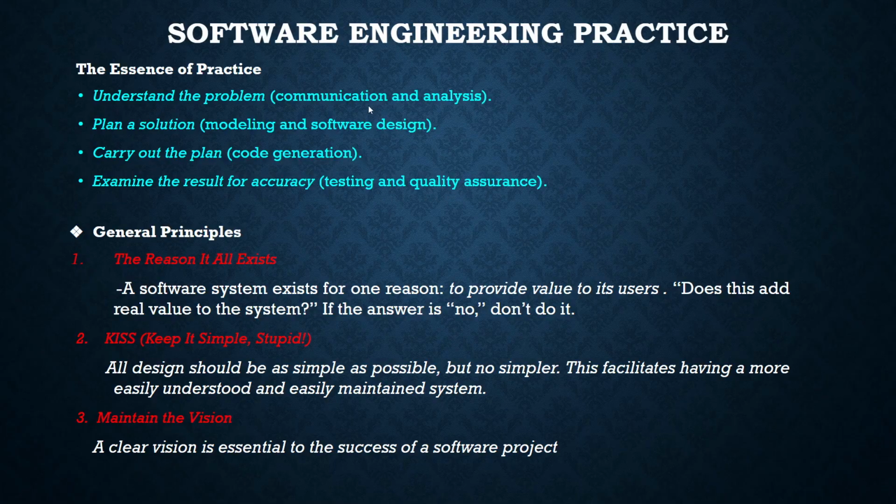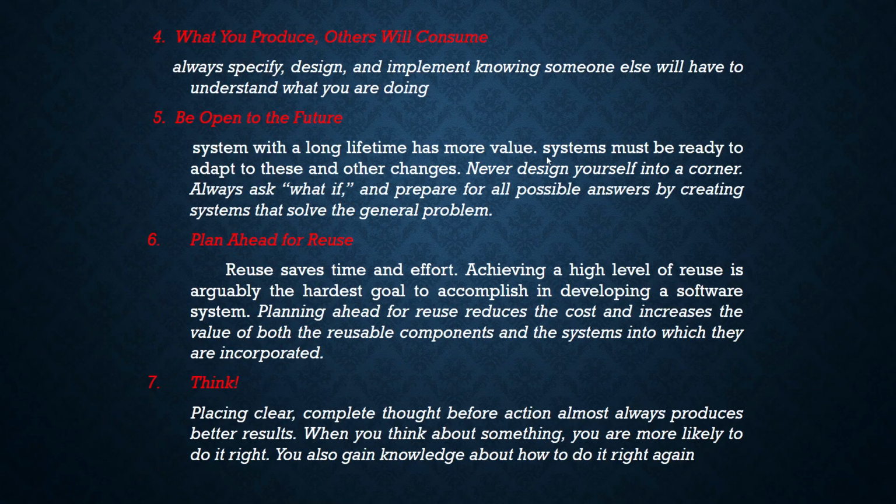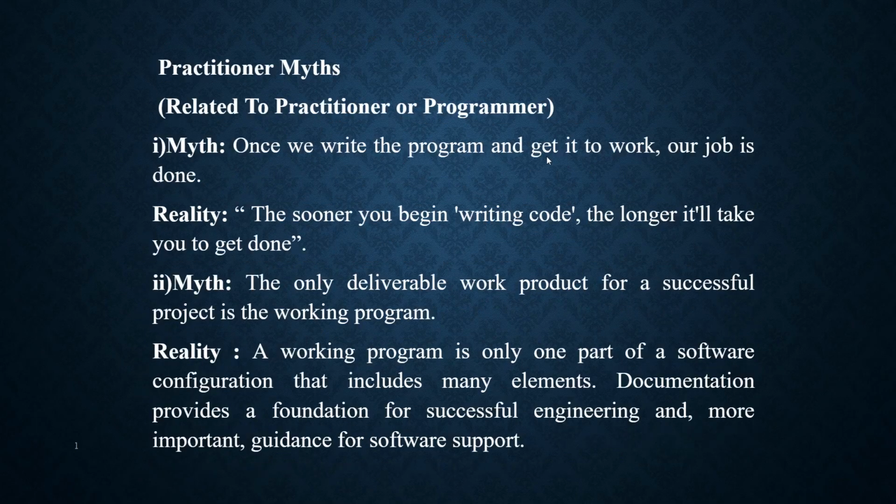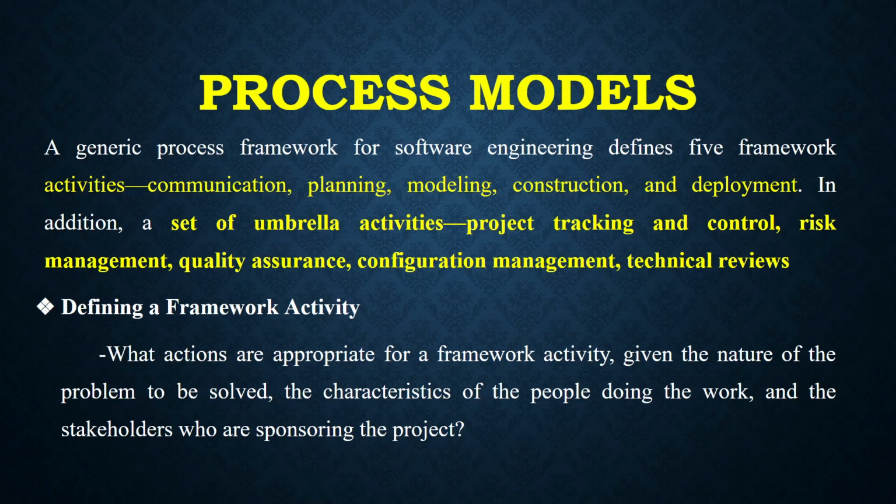So we will go like this: communication analysis, understand the problem. You create a small model or prototype and you know what is involved in software design. You're planning a solution. Then you choose the platform and you start writing the code generation. We test to see whether it is as expected or not, testing and quality assurance. You're examining the result for accuracy. Okay, so these are the 4 stages you can think of when you want to develop a product, right? So I think we'll go to a process model.